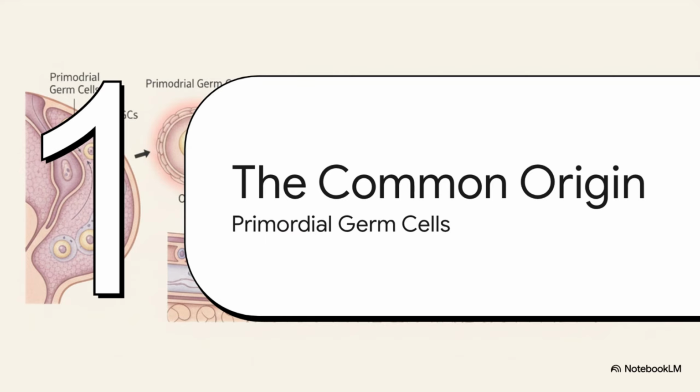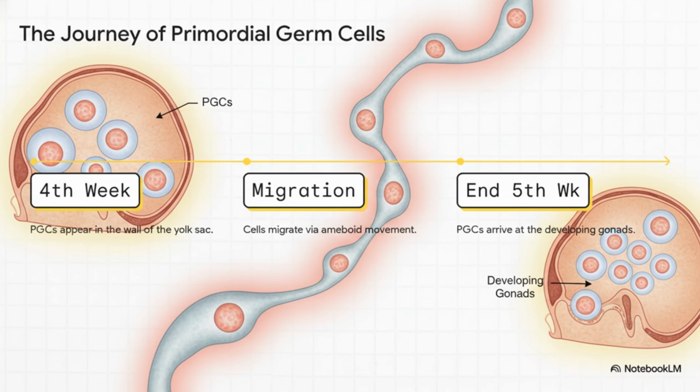Every story has a beginning, right? And for both sperm and egg, that beginning is the primordial germ cell, or PGC for short. You can think of these as the embryonic ancestors of all future gametes. Now here's the really wild part, the journey these PGCs take. You'd think they'd start out in the gonads, but nope.